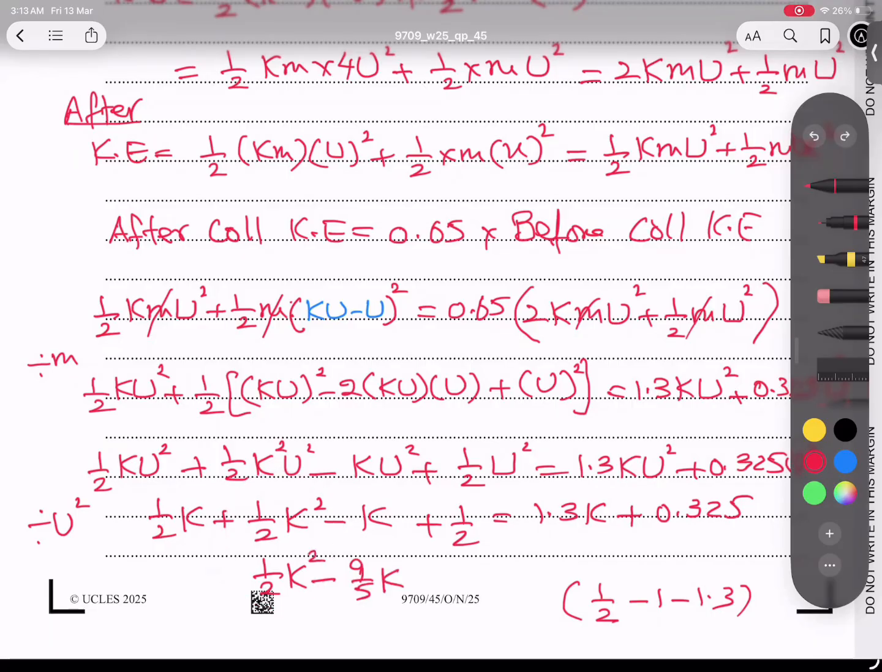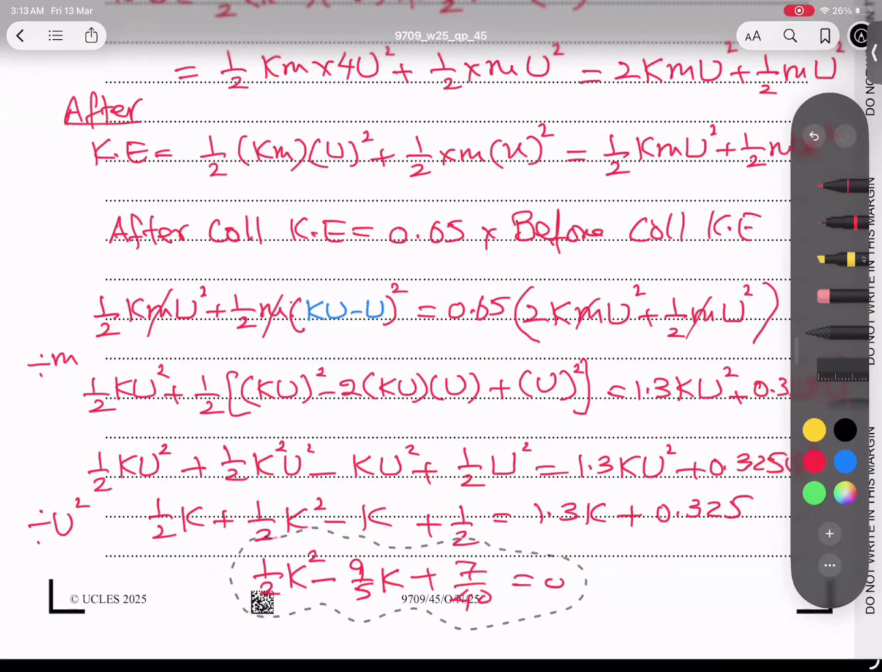Now, students, what is left behind? The left part is only the numbers. This number and this number will go and subtract from there: 1 over 2 minus 0.325, and I'm getting 7 over 40. So 7 over 40 is equal to 0. And this equation, I got it. Now if I solve this equation, I will go to the next page.